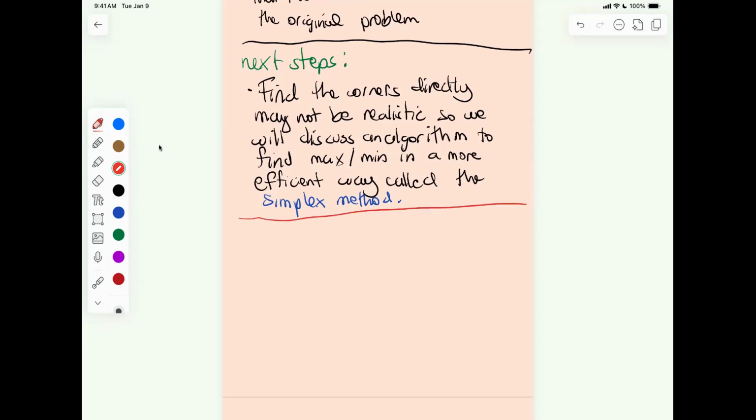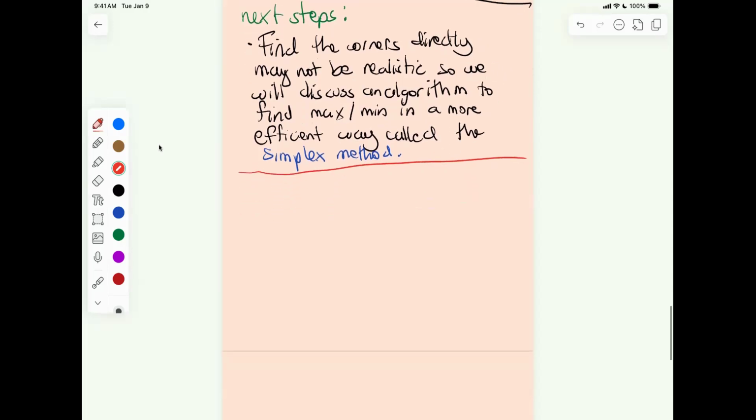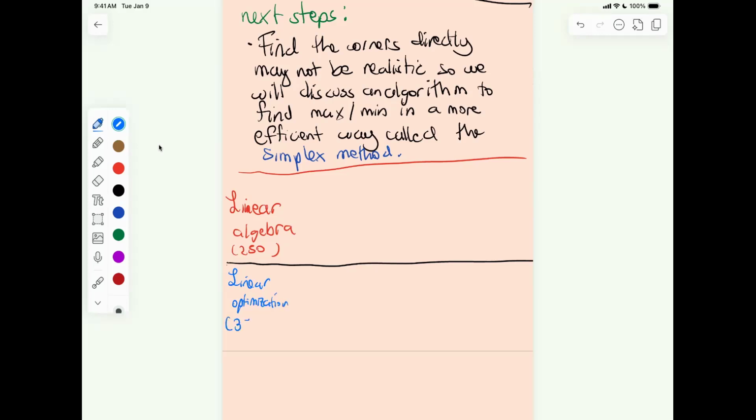So this is a good analogy to have in mind. If you think of the course linear algebra, like 250, and you compare it versus our current course, linear optimization, I think this is 354 if I'm not mistaken.